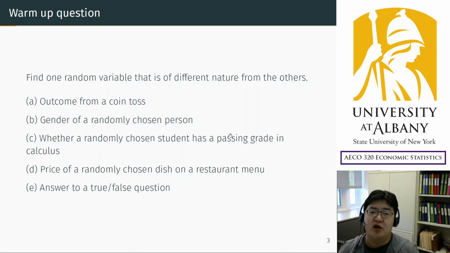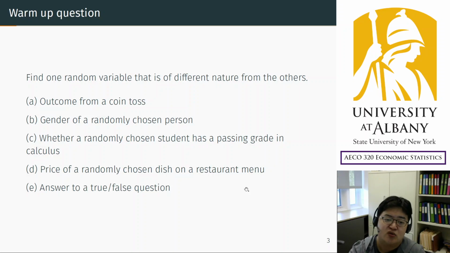Okay, let me start with a brain teaser question. I will show you 5 random experiments, and among these, one random event is different from the others. Let's think about what's different. A. Outcome from a coin toss. B. Gender of a randomly chosen person. C. Whether a randomly chosen student has a passing grade in calculus or not. D. Price of a randomly chosen dish on a restaurant menu. And E. Answer to a true-false question.